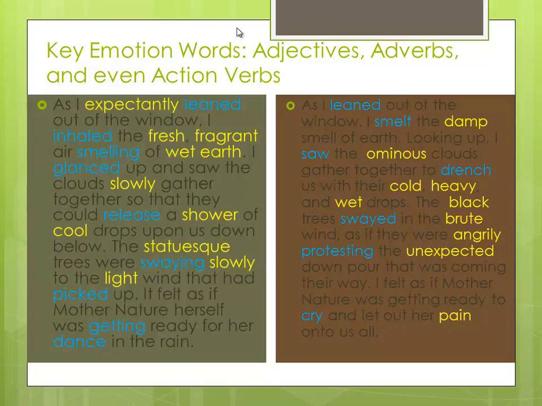And finally, on the A side, it says getting ready for a dance in the rain of Mother Nature. And then B is cry out and let her pain out onto us all. B is very angry. It's very mad at the world. And A is still talking about the peaceful dance. The mood of A is a lot more serene. It's a lot more heartfelt. Whereas B talks about all the anger and emotion that comes with a storm.